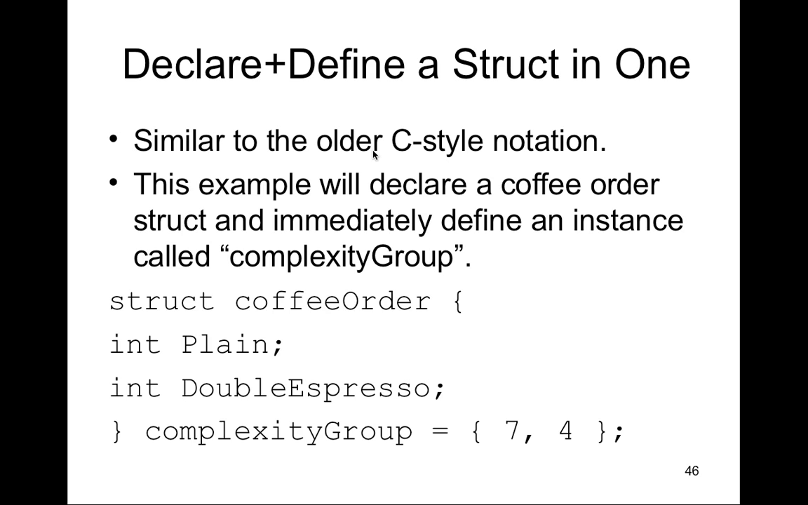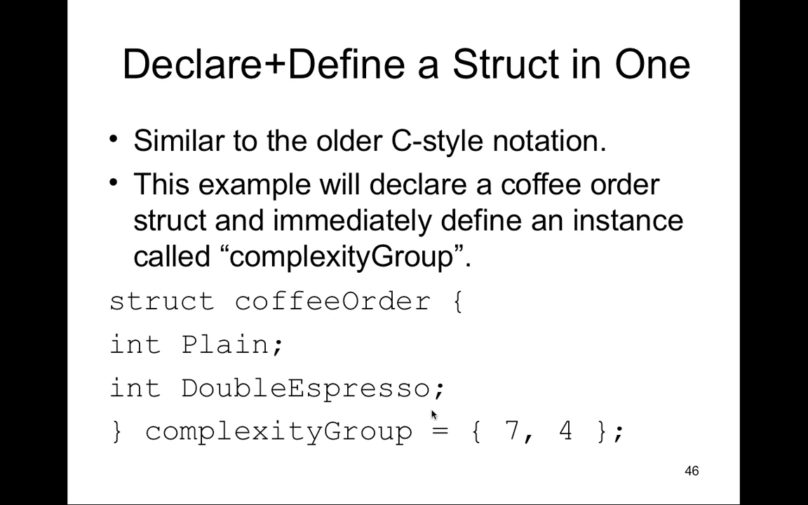So, declare and define a structure all in one. Similar to the older C style notation, and this is from the beginning of C, actually, some of the older versions. So the example will declare a coffee order structure and immediately define an instance called complexity group. So here we have the structure coffee order and 2 integers inside of it, and then right after here, before we put the semicolon in here, we put complexity group, which is of type coffee order, equals 7, 4. So we populated plain with 7 and double espresso with 4.